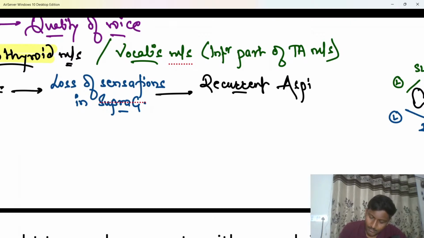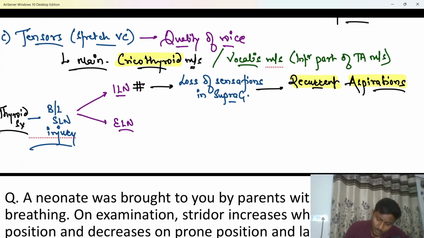That is the problem when the superior laryngeal nerve of the patient, or to be specific, the internal branch of the superior laryngeal nerve has been injured. And this was the question which has been recently asked. They said that the patient is experiencing recurrent aspiration. Which nerve is likely to be injured? Answer was internal laryngeal nerve, right?